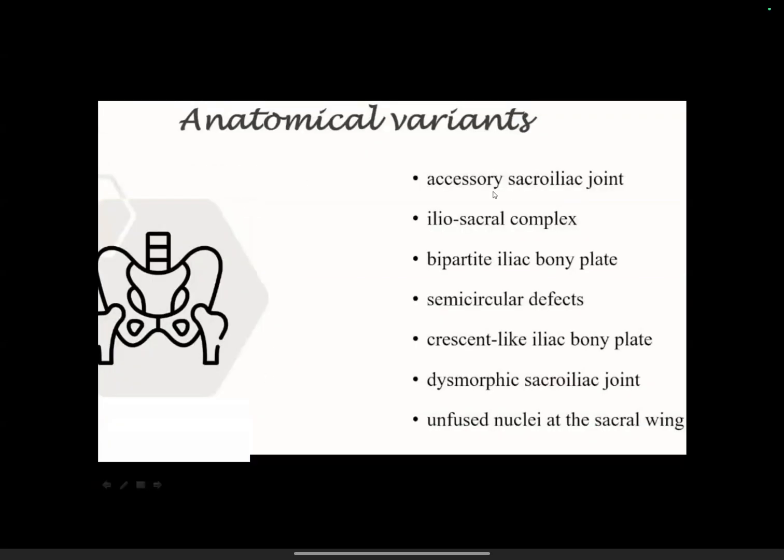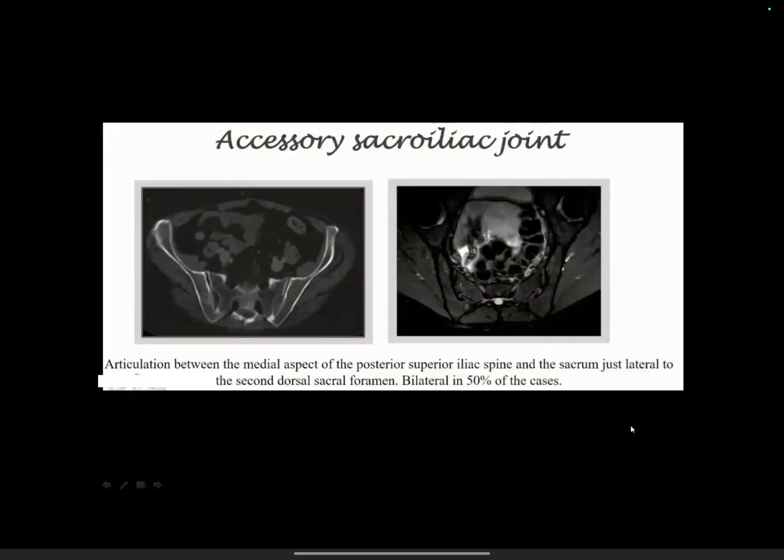Now coming on to anatomical variants. Anatomical variants of the SI joint include accessory SI joint, iliosacral complex, bipartite iliac bone plate, semicircular defects, crescent-like iliac bone plate, dysmorphic sacroiliac joint, and unfused nuclei in the sacral wing.